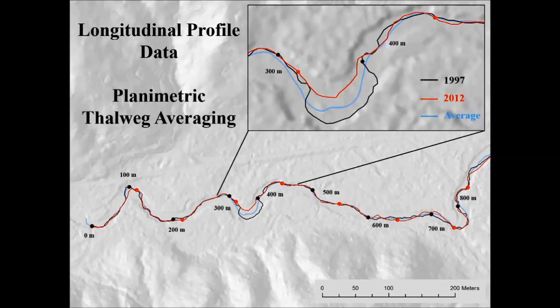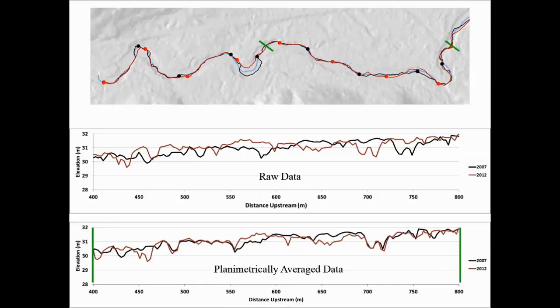Moving on to the longitudinal profile data, this plot basically shows every year for a particular site. This is Maple Creek, and so you basically see over time that the thalweg is shifting within the channel reach. To account for that, for example in 1997, the stream channel was on this side of the bank. In 2012, it was on this side.